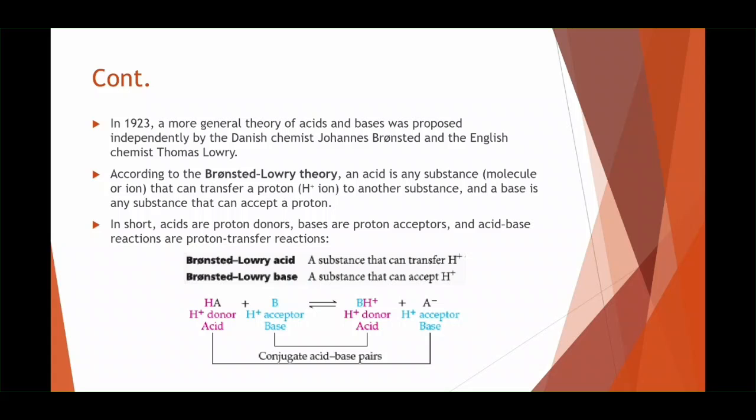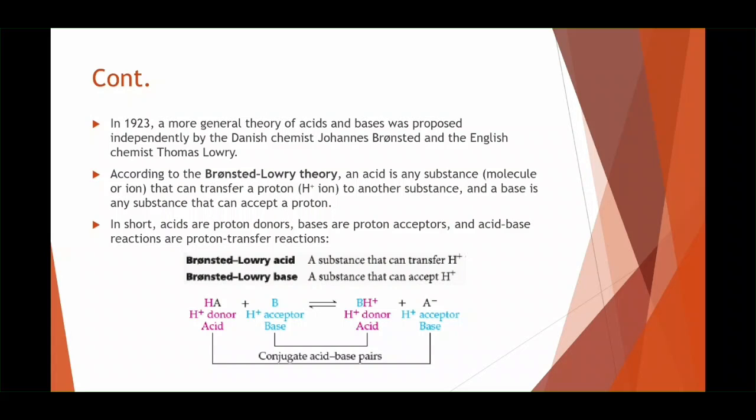To overcome this problem, in 1923, a more general theory of acids and bases was proposed independently by the Danish chemist Johannes Bronsted and the English chemist Thomas Lowry. According to Bronsted-Lowry theory, an acid is any substance, molecule or ion, that can transfer a proton, which is H+ ion, to another substance, and a base is any substance that can accept a proton. In short, acids are proton donors, bases are proton acceptors, and acid-base reactions are proton transfer reactions.